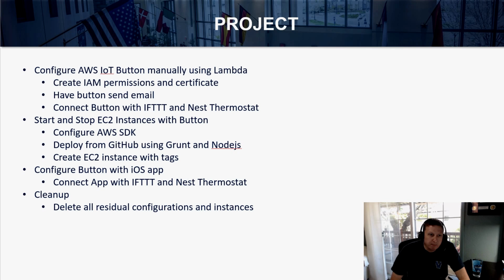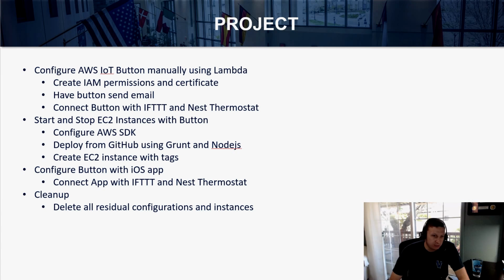The first part, I'm manually configuring the AWS IoT button, and then I'll be connecting it into a Lambda function in Amazon's AWS console. What I'll have it do is send out a test email. Then I'll configure all of the IAM permissions, which are the permissions that you have in AWS, and then create certificates. Then I'll be connecting the button into If This Then That, which is an orchestration type web tool that you can use to have certain actions be performed. The action we'll be having it do is connect to my Nest thermostat and change the temperature.